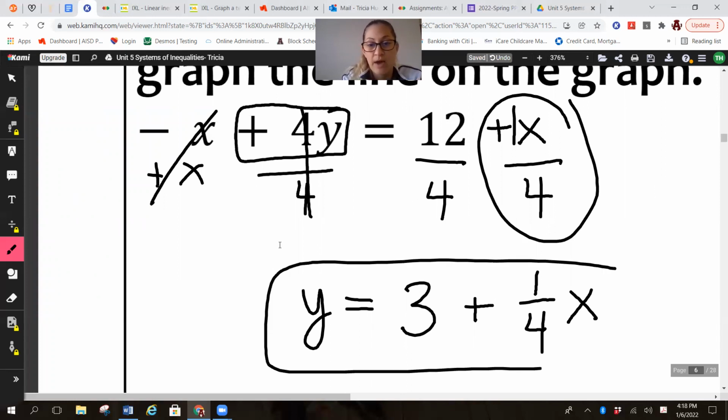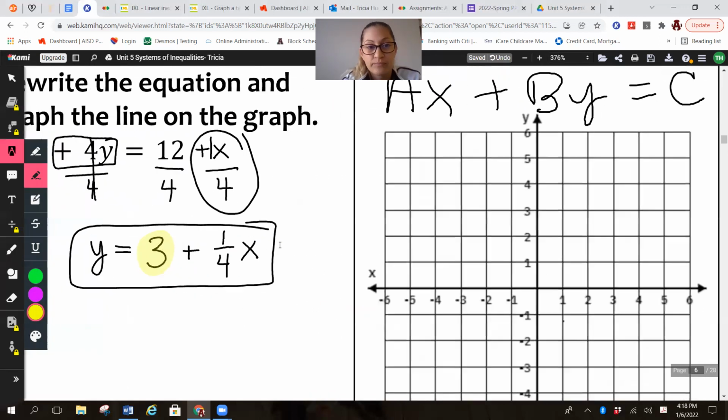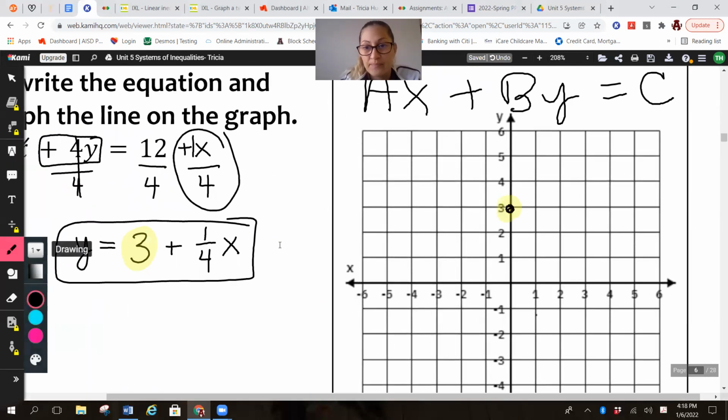All right, here is my line. I'm going to highlight my y-intercept. It's the b value by itself. I'm going to highlight that on the graph, and I'm ready to graph. My slope is rising 1, running 4. Rising 1, 1, 2, 3, 4, put a dot.